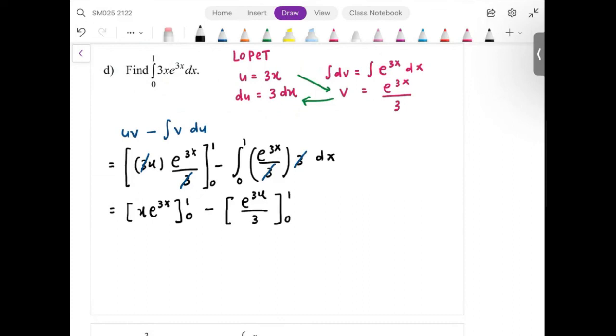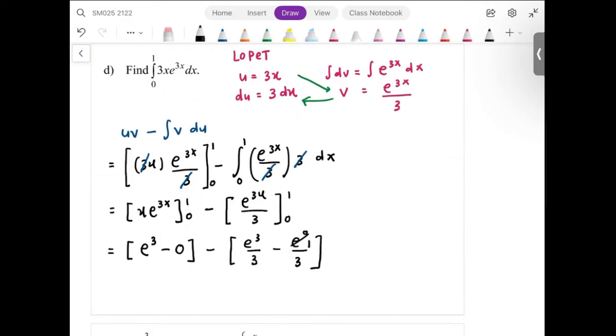Last part, we have to substitute our limit. Don't forget our order, upper limit minus lower limit. Jangan terbalik. Okay, so start with upper limit. For the first function, we gonna have e to the power of 3. Minus substitute lower limit 0. Everything times 0 would be 0. Okay, and then same thing for the second function. So substitute upper limit. So we have e to the power of 3 over 3. Minus substitute 0. Careful here. Exponent to the power of 0 is not 0. It's 1. So hati-hati. Jangan buat salah lah kat situ.